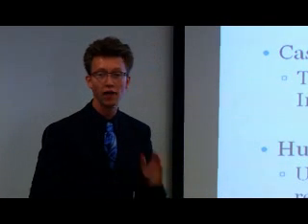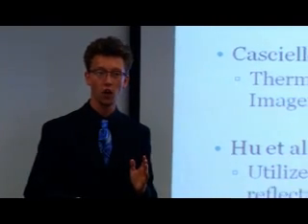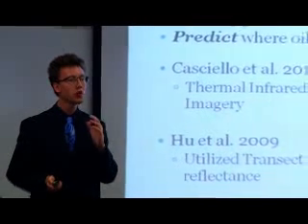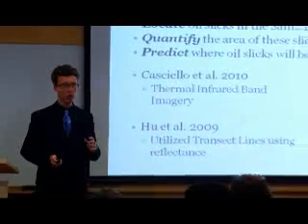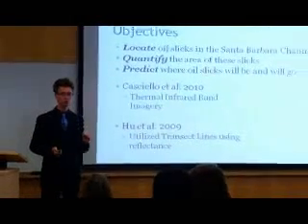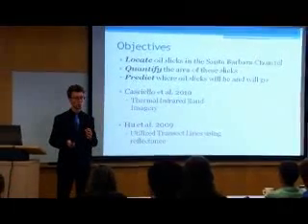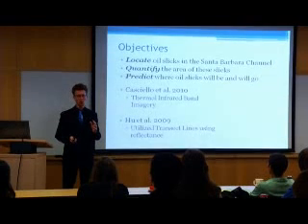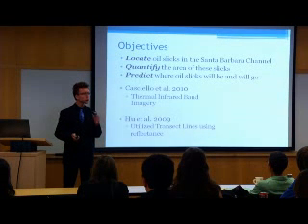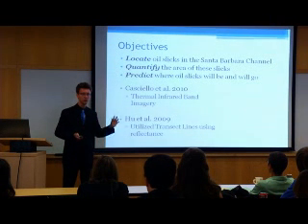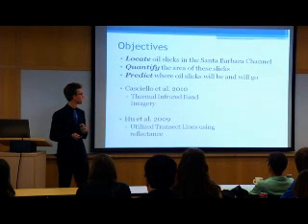In order to accomplish this, I look first to a Casadio et al. 2010 article, which used thermal infrared imagery in order to see the different temperature signatures between the cooler water and the warmer oil. I also looked to a Hu et al. 2009 article, which used transect lines in order to show the different reflectance between the sea surface and the oil.